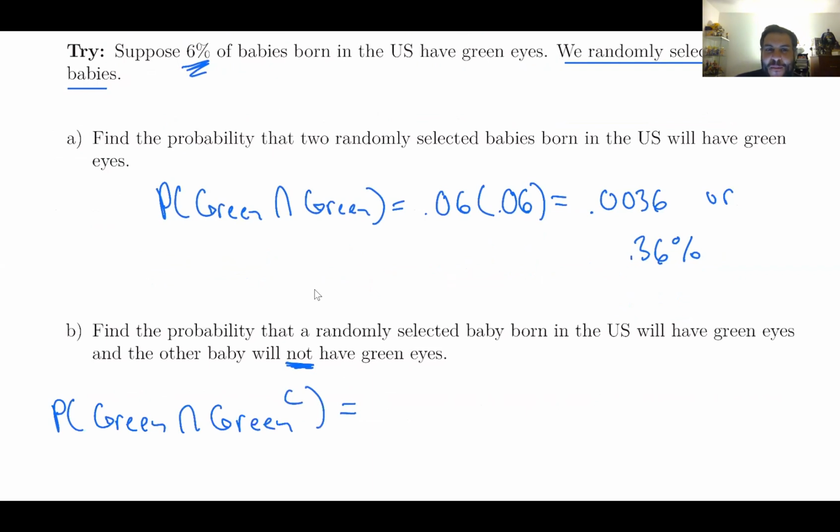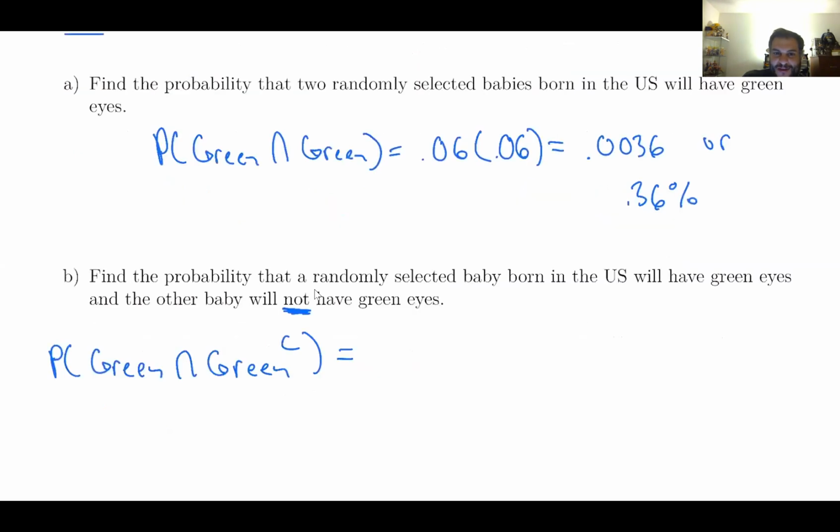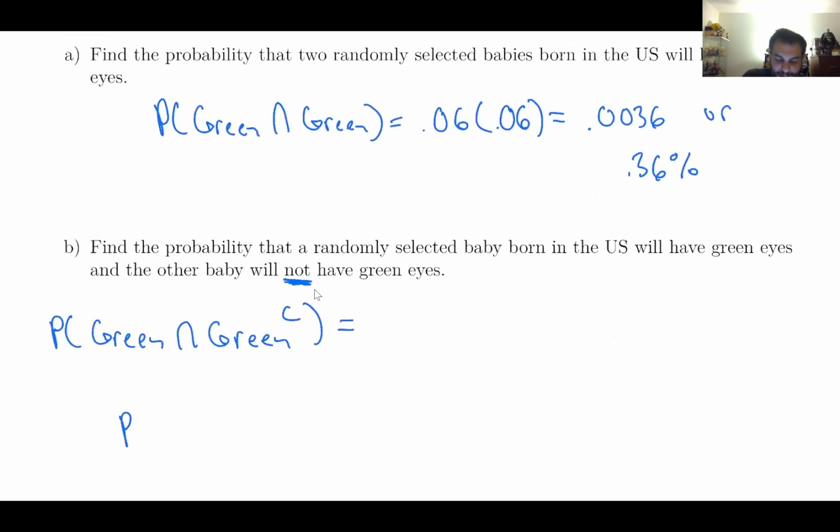So essentially we want a baby that has green eyes and a baby that doesn't have green eyes. It doesn't matter for the second baby if it has blue eyes, brown eyes, black eyes, hazel eyes. All of those are good. All we want this baby to be is not have green eyes. So the first thing you want to do is find the probability that a baby does not have green eyes.